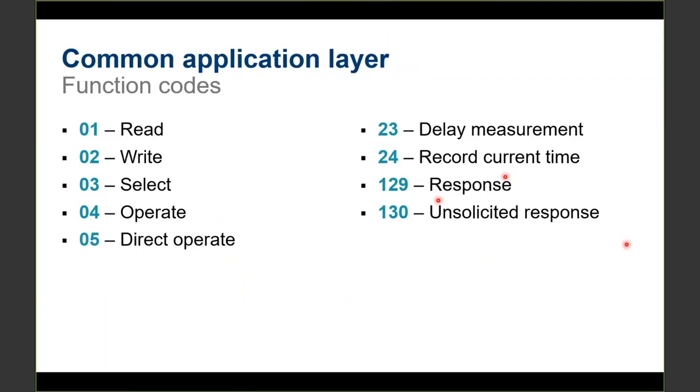Other function codes here, for example 129 and 130, are typically for the slave station. So when the master station sends a polling request to read analog inputs, for example, the slave station will respond with this function code 129, or 81 in hexadecimal, and send the objects. When the slave station has an unsolicited message to send and unsolicited is enabled on the relay, it will send this message with function code 130, or 82 in hexadecimal.